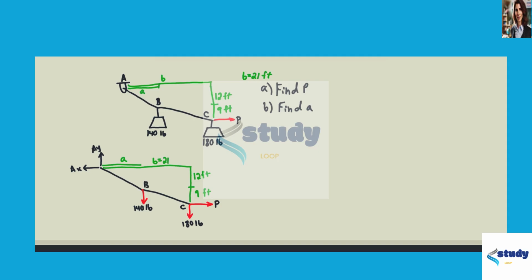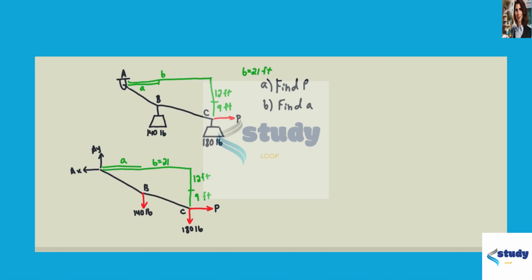This is problem 103 of problem 7.4 of Vector Mechanics for Engineers: Statics and Dynamics. In this problem, there is a cable going from A to C. There is a weight at B of 140 pounds. There's also a weight at C of 180 pounds.